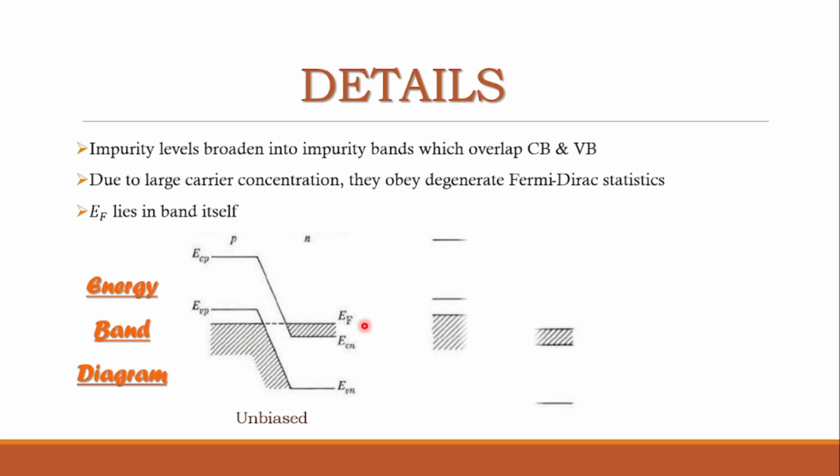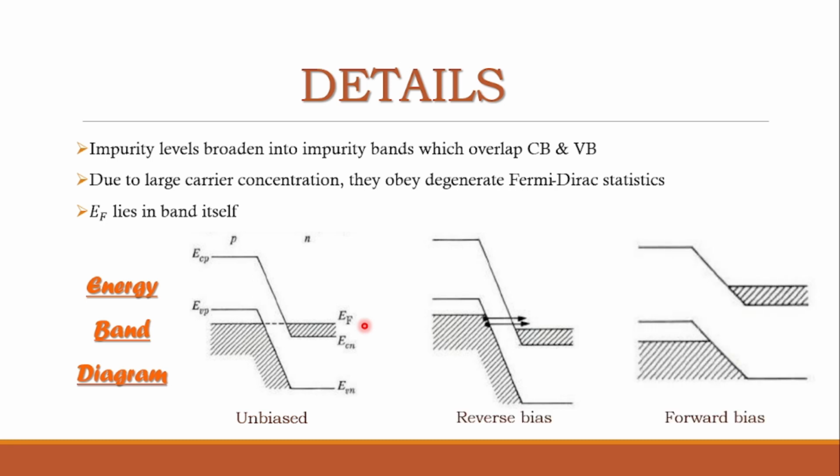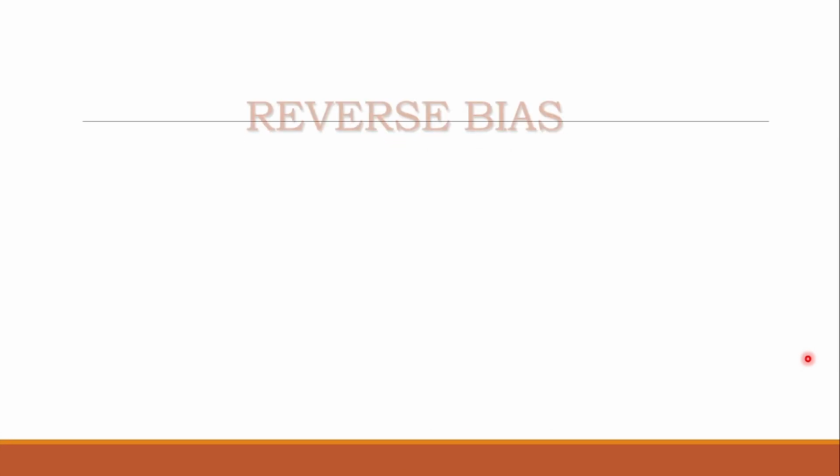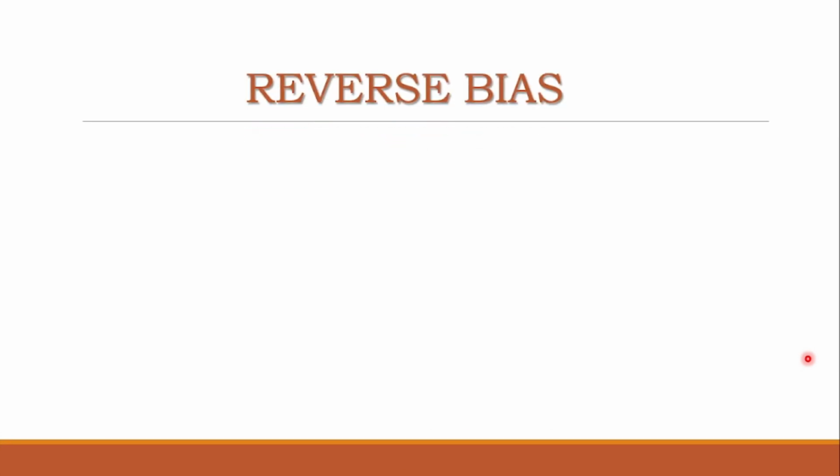And if biasing is done, that is what happens in forward bias and reverse bias, we will discuss in detail in the coming slides. So let us move to the next, where we are going to discuss the reverse bias condition.